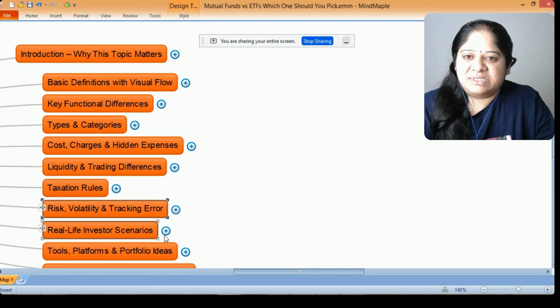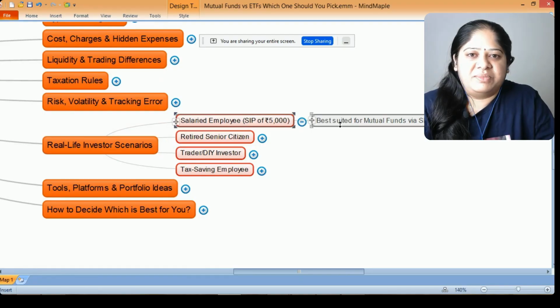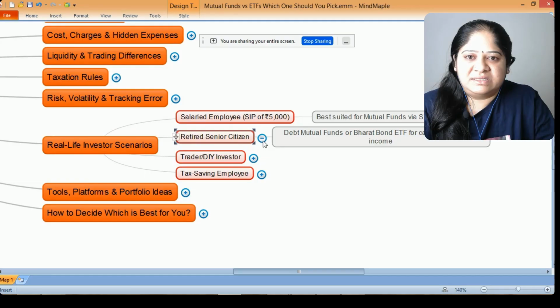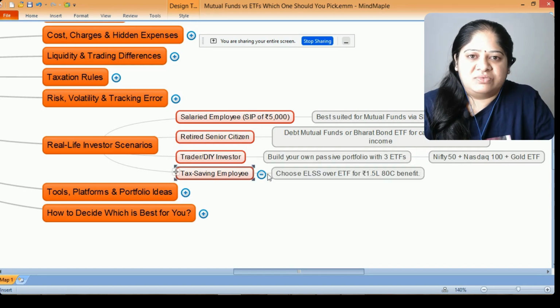Real life investor scenarios. Salaried employee with a SIP of 5,000: best suited for mutual funds via SIP in large or mid cap. Retired senior citizen: debt mutual funds or Bharat Bond ETF for capital protection plus income. Trader or DIY investor: build your own passive portfolio with three exchange traded funds, Nifty 50 plus Nasdaq 100 plus Gold ETF. Tax saving employee: choose ELSS over ETF for 1.5 lakhs. It is a tax benefit.